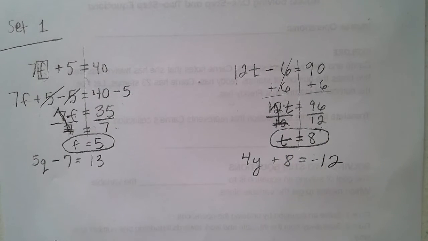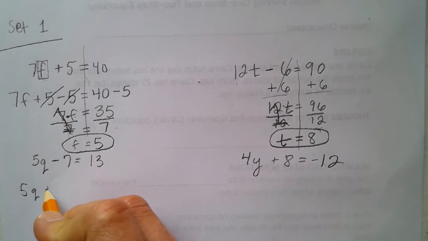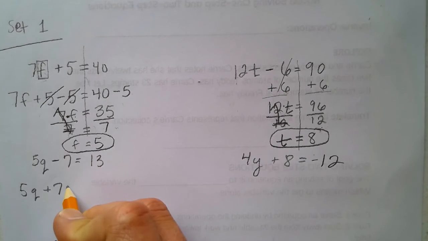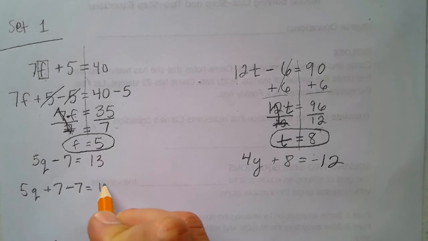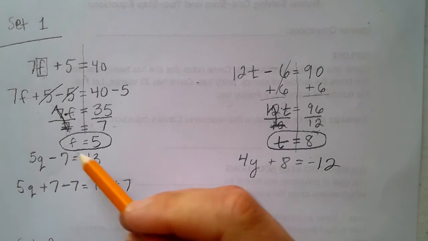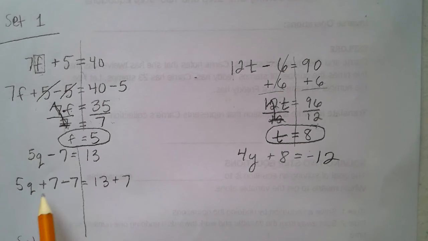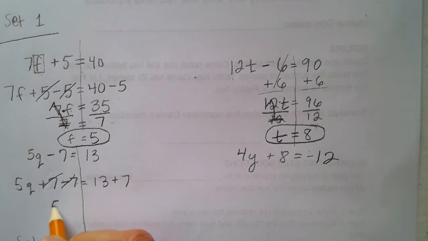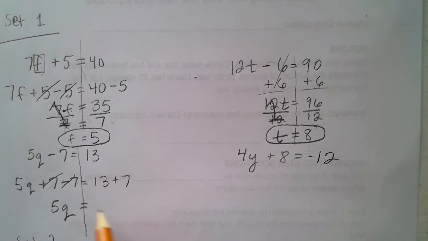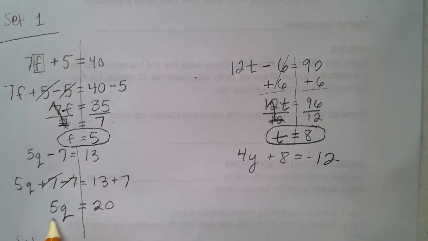Okay. Add 7 to both sides. So I could go like this, plus 7, minus 7. So my plus 7 is now incorporated into both sides. A plus 7 and a minus 7 makes 0. 5q equals 20. You're going to see that this is multiplication again.